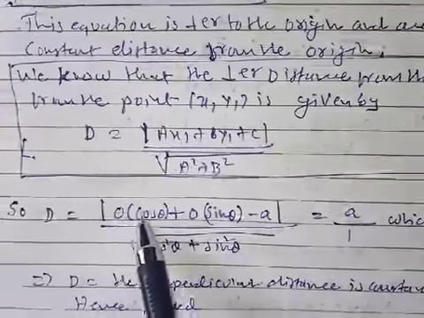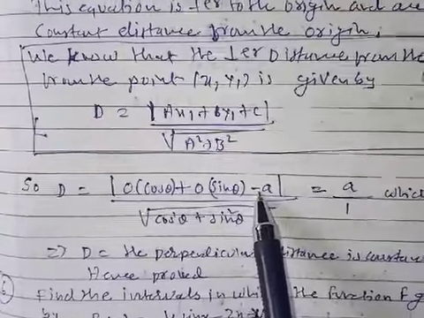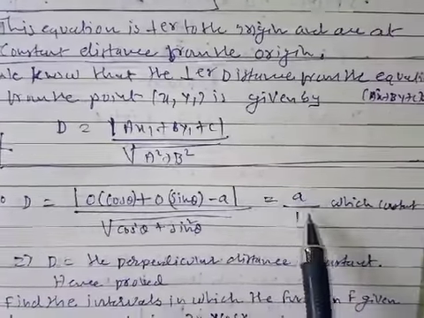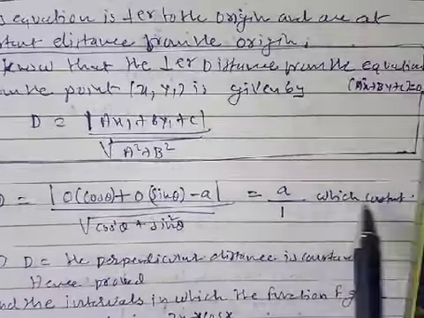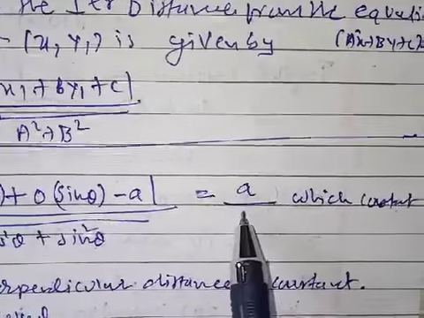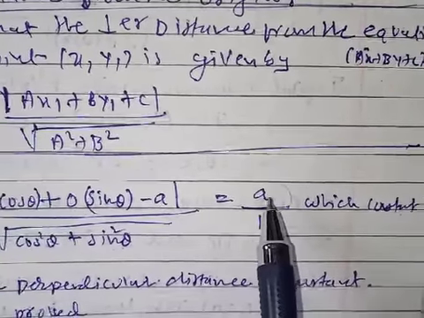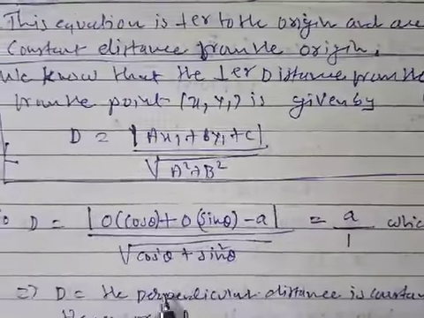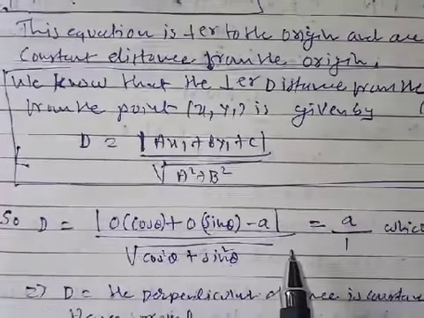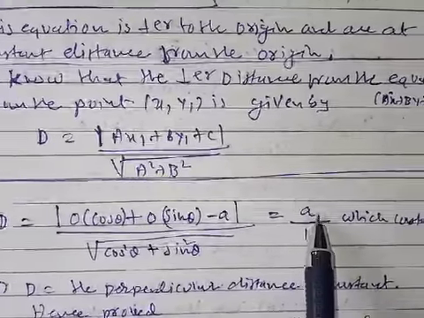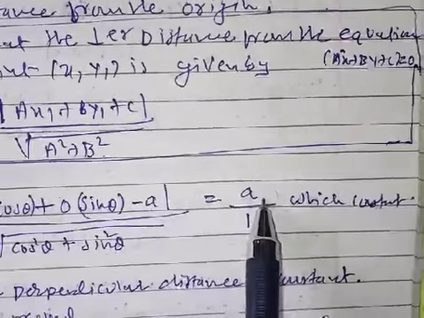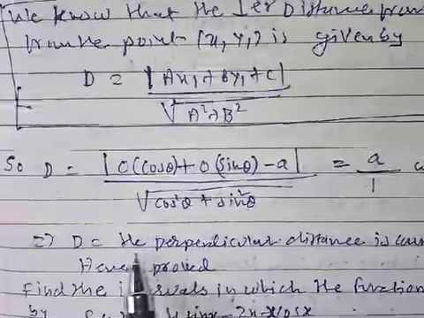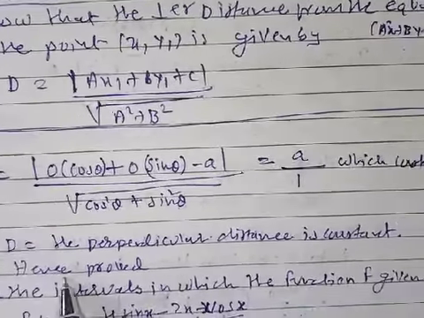If you simplify, 0 times cos θ is 0, here is also 0, it is minus a, mod. Don't forget that it is mod, so it will become plus. So it is a upon 1, which is constant. How do you prove it is a constant? As I told you before, if it is independent of θ, there should not be any θ, then we say that it is a constant. So we got only a, there is no θ, which proves that the perpendicular distance is a constant, hence proved.